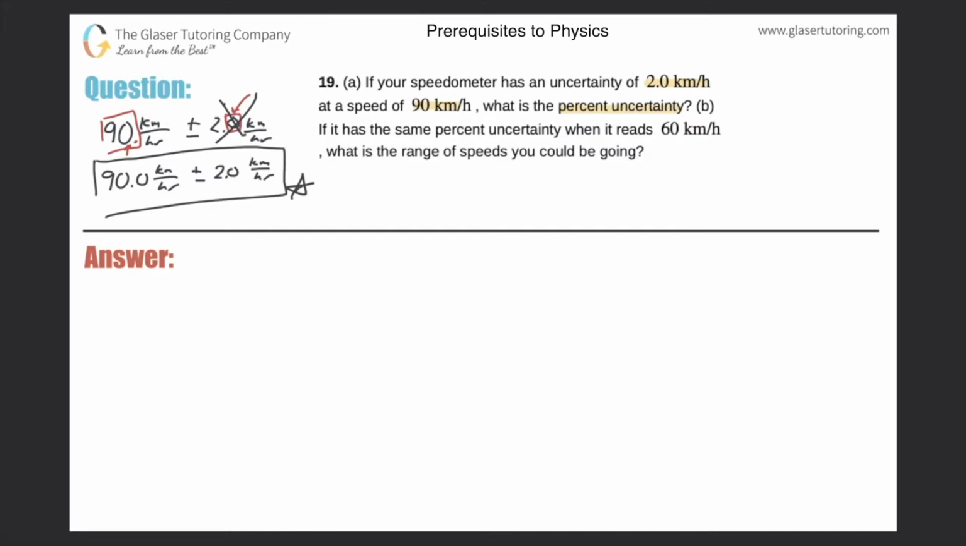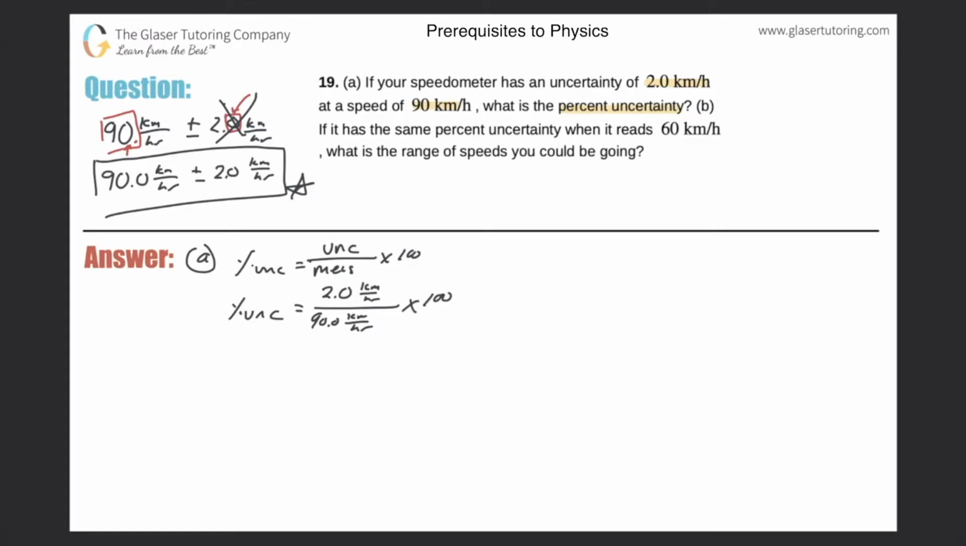Now it says, what is the percent uncertainty of this measurement? So we have to remember our formula. Percent uncertainty in the measurement is equal to the uncertainty of the measurement divided by the measurement itself multiplied by 100. If I'm trying to find the percent uncertainty, I better know the actual uncertainty value, which we do. It told us it was 2.0 kilometers per hour. Then divide that by 90.0 kilometers per hour, and then multiply that by 100.